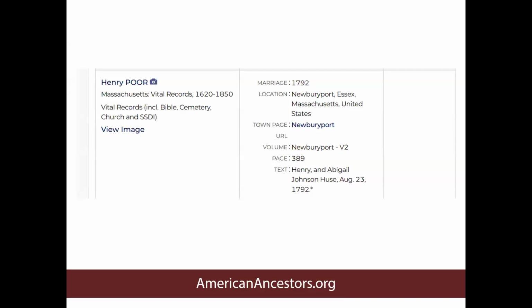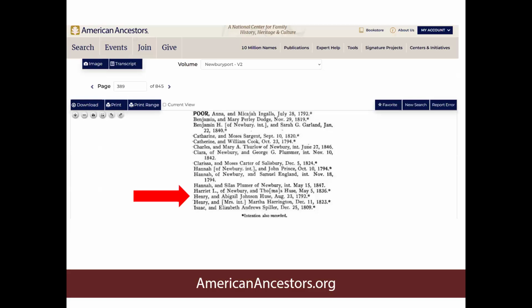So I scroll down my list and eventually I find a record that corresponds with one of the wives on our research log. We find one for Henry Poor, who had married in 1792 in Newburyport, Massachusetts, and it notes that Henry had married an Abigail Johnson Hughes on August 23rd, 1792. So we go into the image for that record.